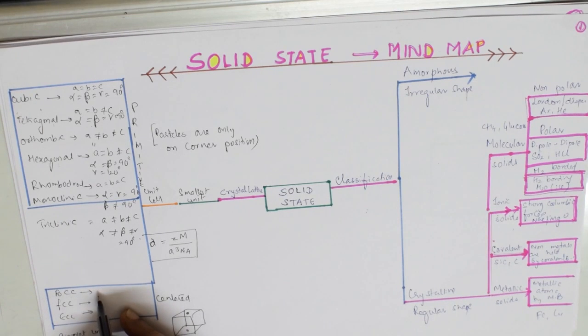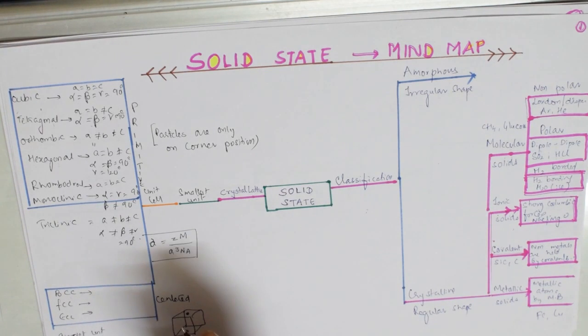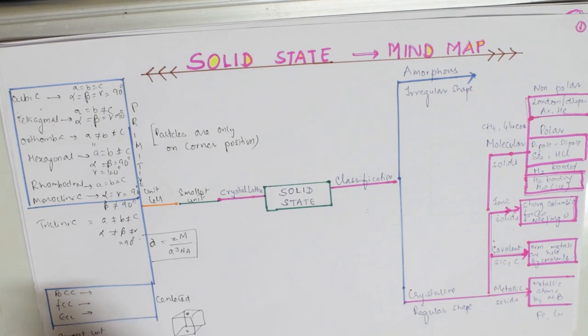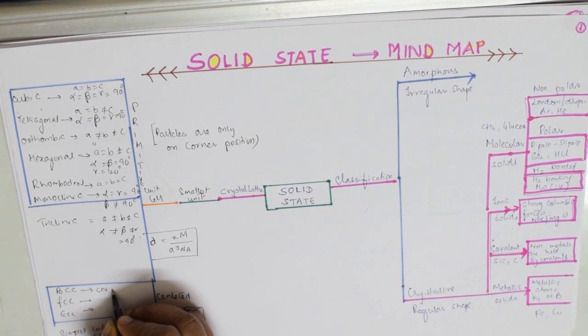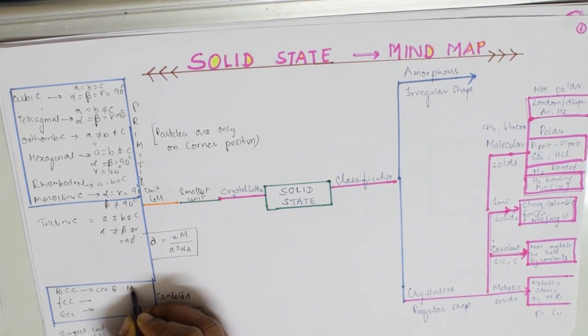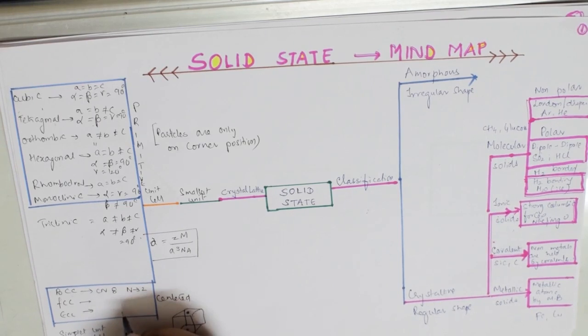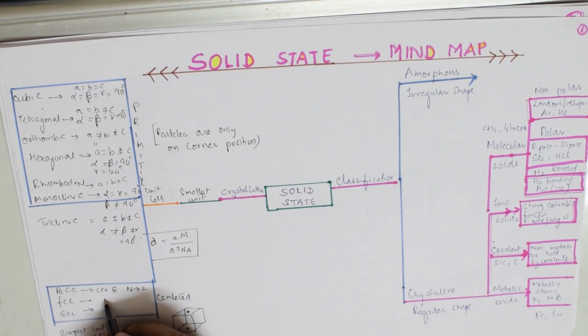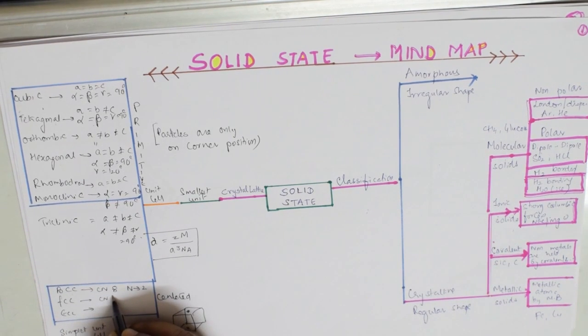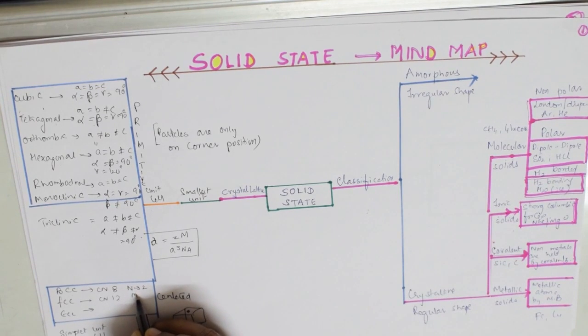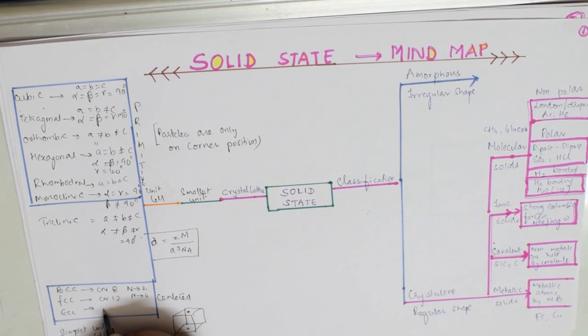So here when I speak about BCC, you need to remember 2 things. In BCC, as I said, one particle at the body center and all the corners. So the coordination number for BCC is 8 and the number of atoms is 2. In face centered, the coordination number is 12 and the number of atoms are 4. In ECC, the number of atoms is 2.